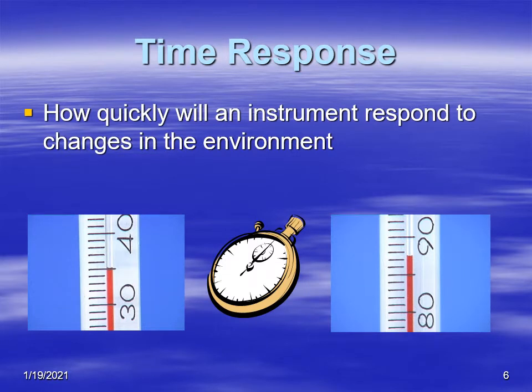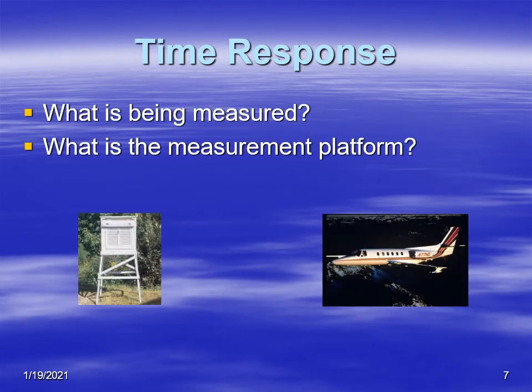Time response is how well or how quickly an instrument responds to the change in the input. How well is the sensor able to measure the change in that meteorological variable? Here we're looking at a change in temperature. How fast does it measure that change in temperature? And that depends on a lot of things. It depends upon what's being measured. Some variables change very rapidly, others change more slowly. And then also it depends upon what type of instrument you're using to measure that.